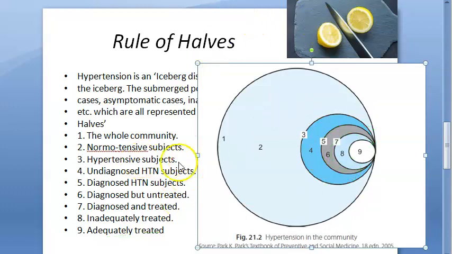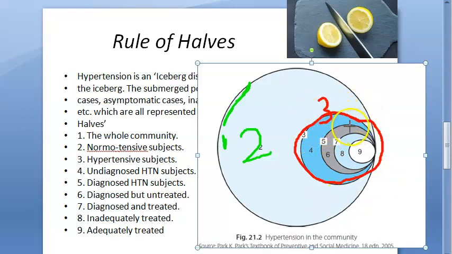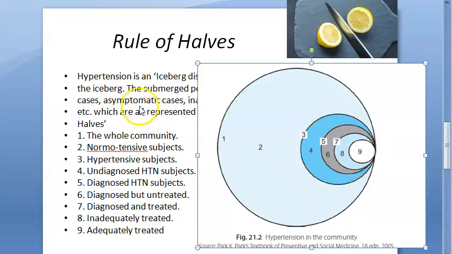Let's look at this a little more in detail. This outer circle is the whole community. These are the people who are normal, normotensive subjects. They have no hypertension. Now comes this circle, the hypertensive people. Within the hypertensive people only, all the rules of half are applied. In those hypertensive people, half are aware, that is, they are diagnosed. Of those, half are treated. Out of that, half are adequately treated. Did you understand now?